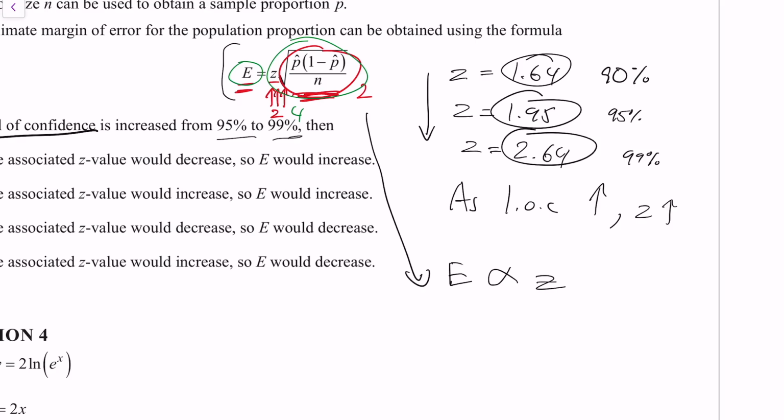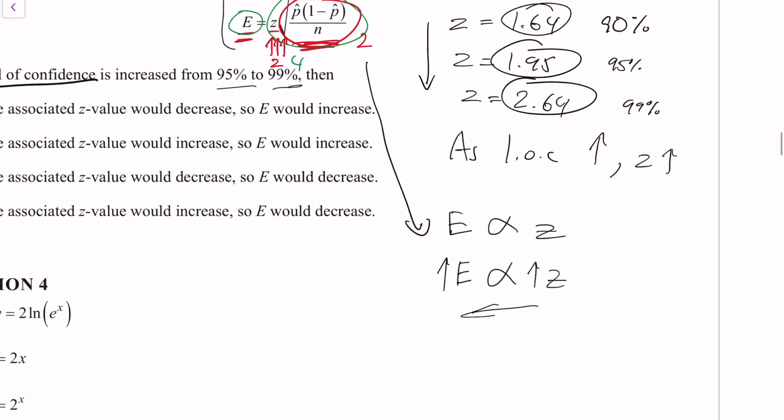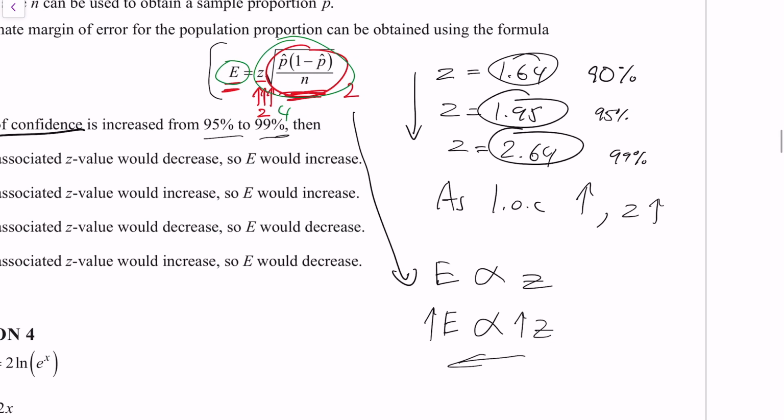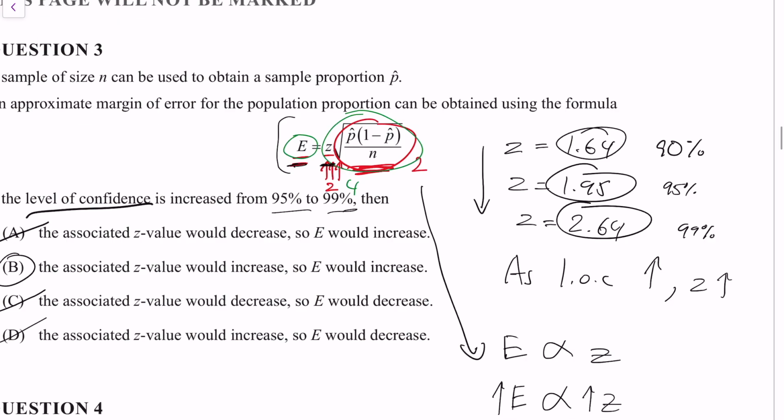What I mean by that is that anything that happens to E, whether that's an increase, will always happen to Z, and vice versa. So if Z increases, E increases. That's what we call direct proportionality. They are proportional to each other, and you can tell because they're on the same sort of line.